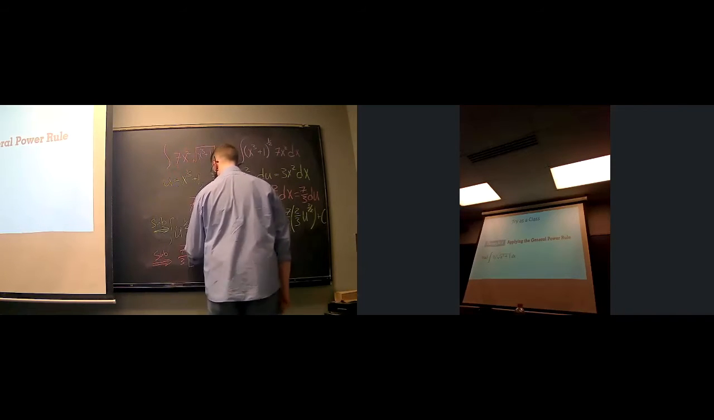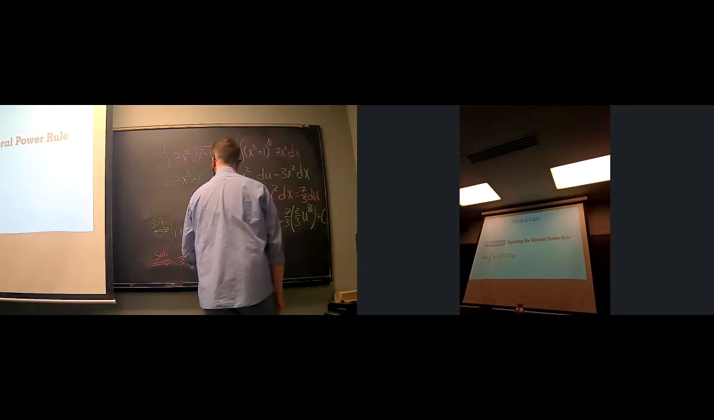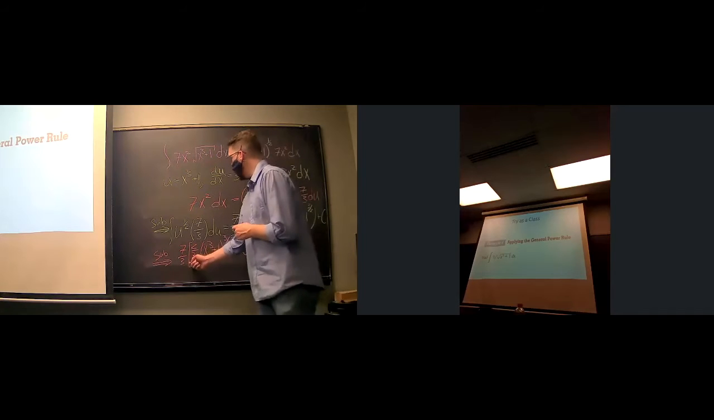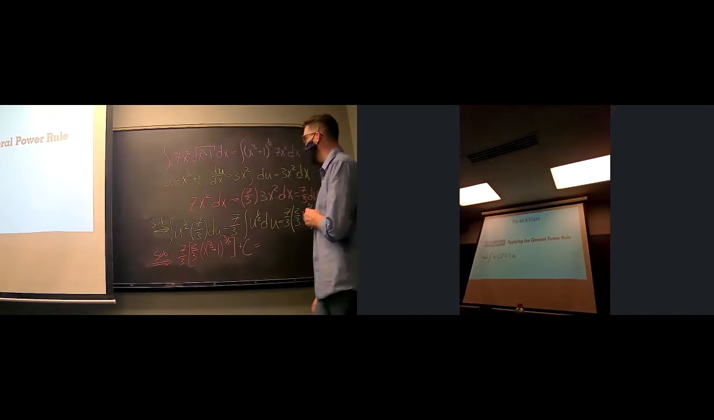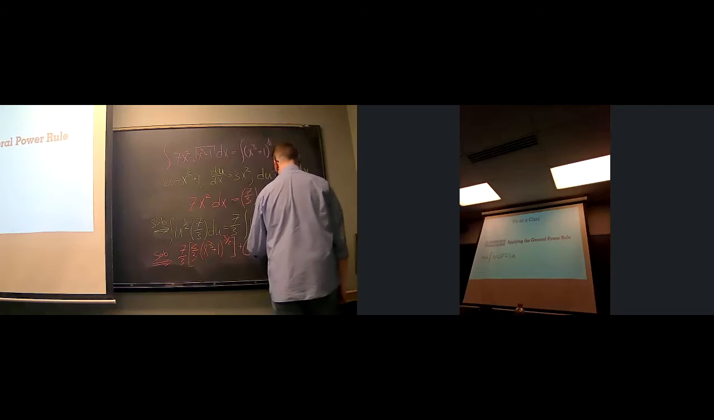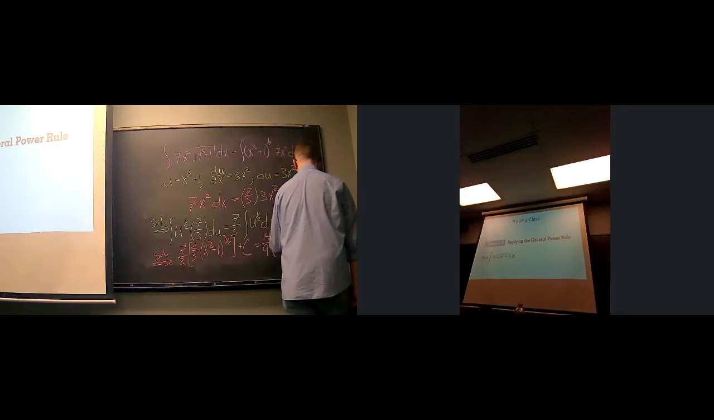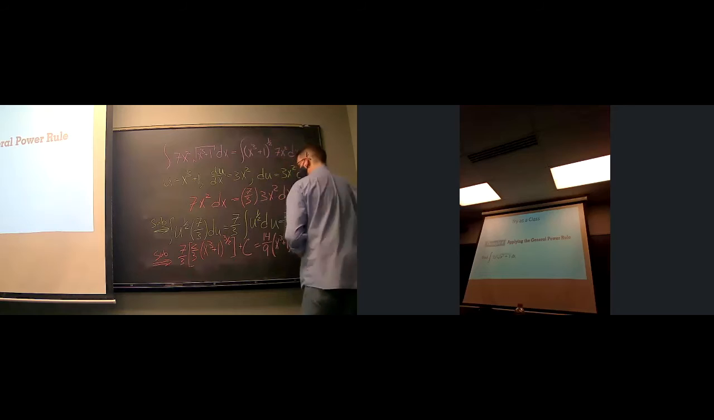So now substituting everything back in, we get 7/3 times 2/3 times the quantity x cubed plus 1 raised to 3/2, all plus c. We can reduce this now, simplify it a little bit to get 14/9 times x cubed plus 1 raised to the 3/2 plus c.